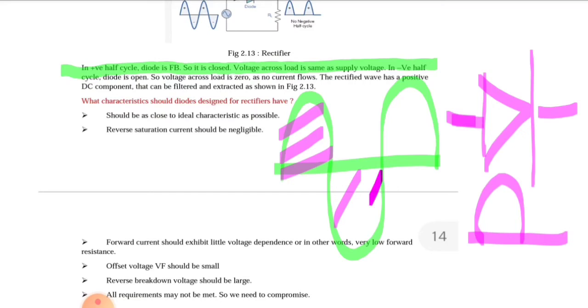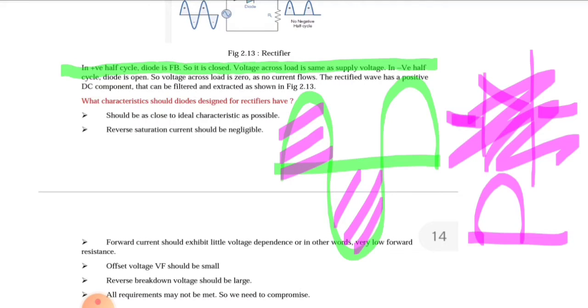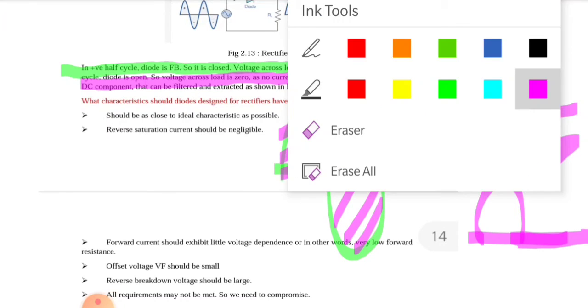But during the negative half cycle, the diode will be considered as an open circuit. So there is no current conduction. So there is no output during reverse bias or during the negative half cycle. In the negative half cycle, the diode is open. So the voltage across the load is 0. So no current flows. The rectified wave has a positive DC component that can be filtered and extracted.